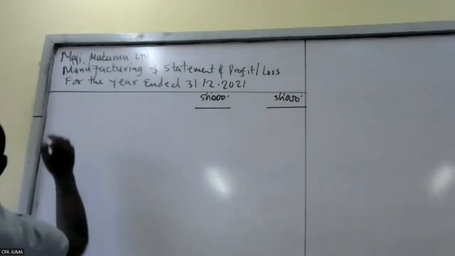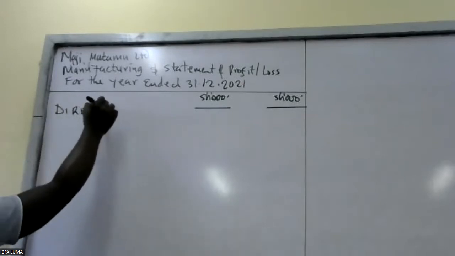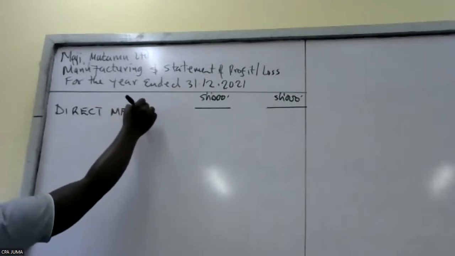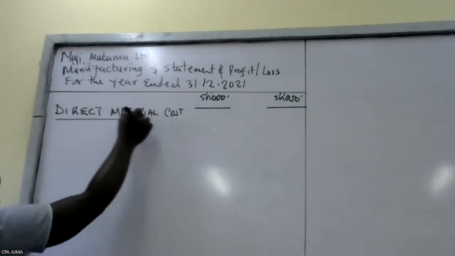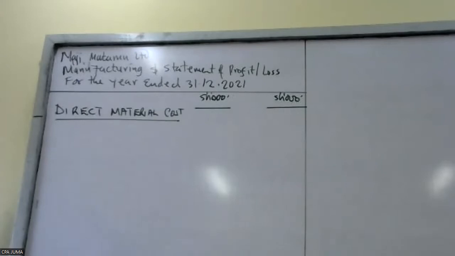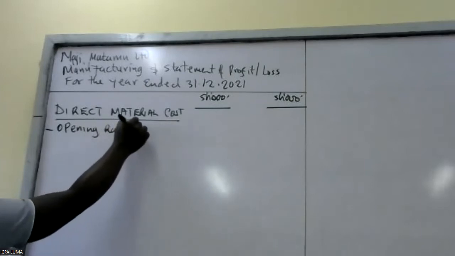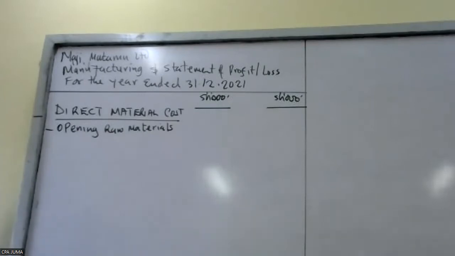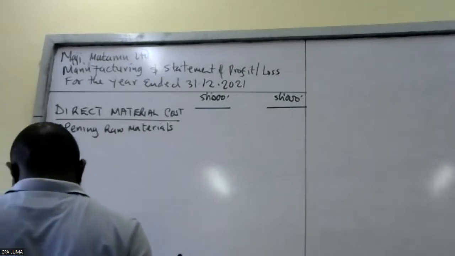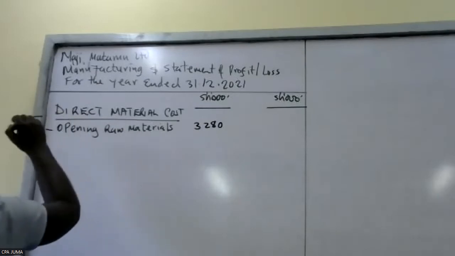Alright, so direct material costs. So we start with the direct material costs. So under direct material costs, we start with opening raw materials. Opening raw materials. So opening, check trial balance, opening raw materials. How much is the opening raw materials? It is 32.80. Then you add purchases.